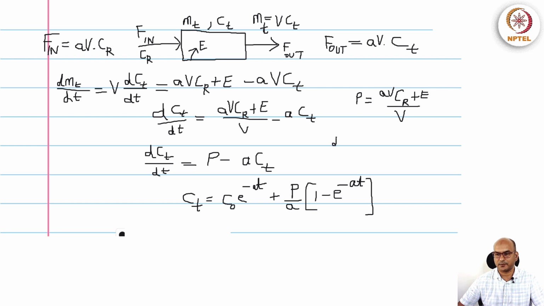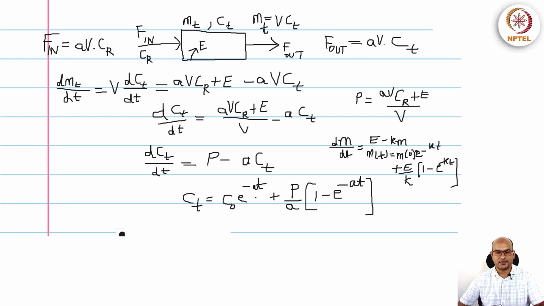This equation is very similar to that equation dm by dt equal to E minus Km that we saw in the mass balance lecture. So our solution is also very similar. Here the solution was Mt equal to M0 e to the power minus Kt plus E by K times (1 minus e to the power minus Kt). So our solution is Ct equal to C0 e to the power minus At plus P by A times (1 minus e to the power minus At).